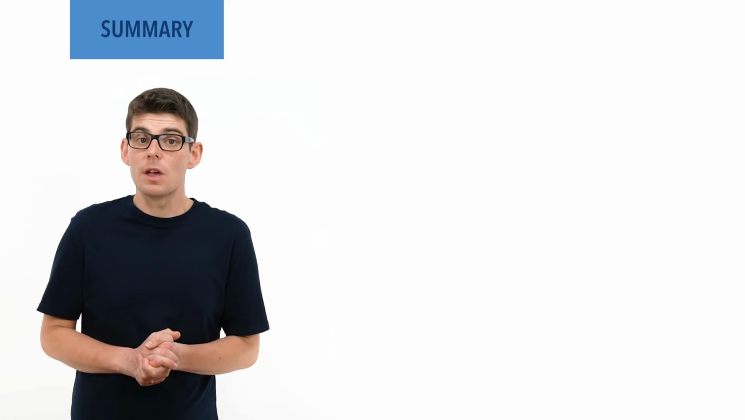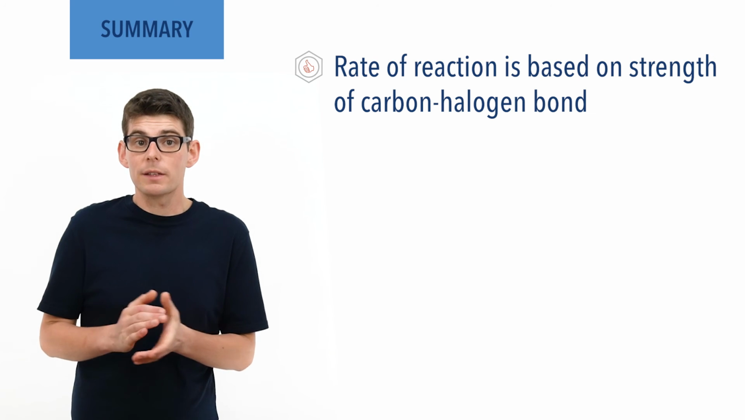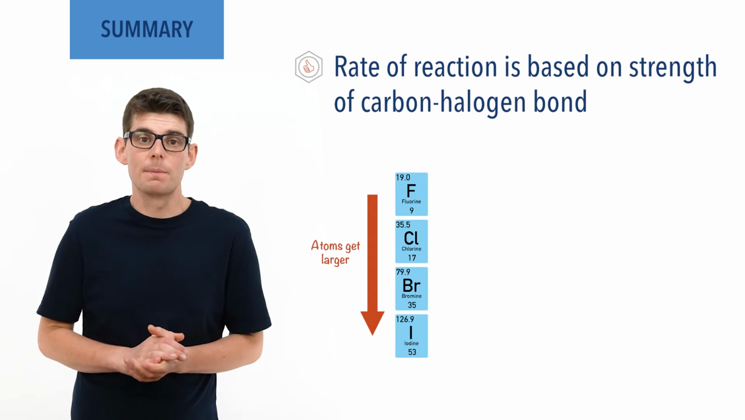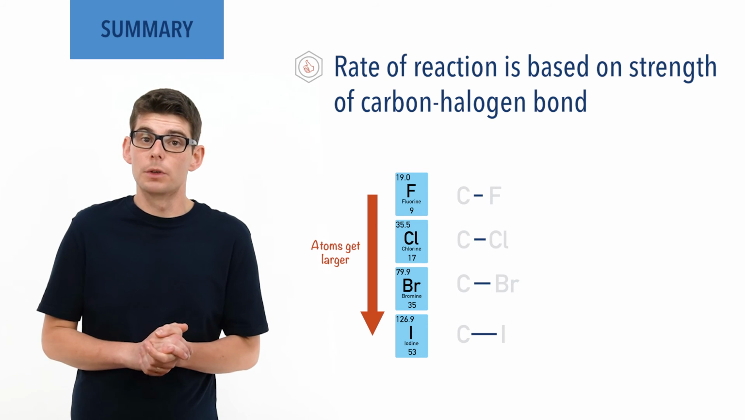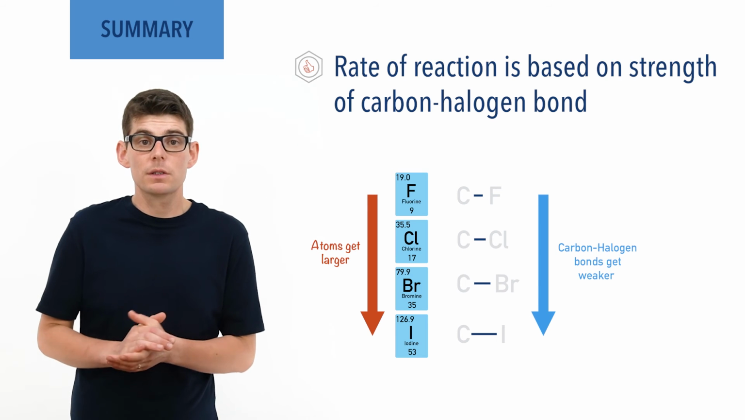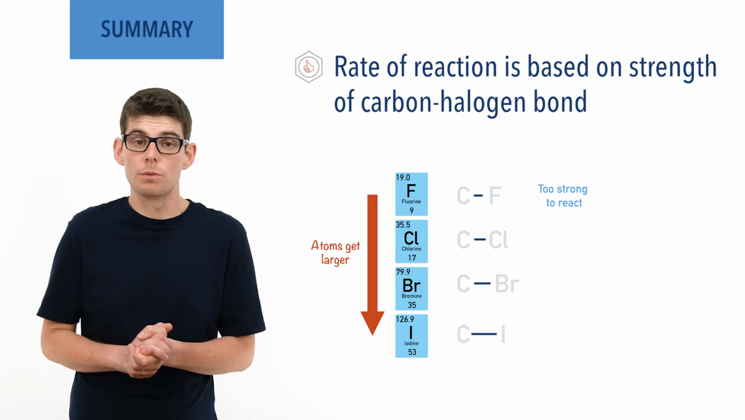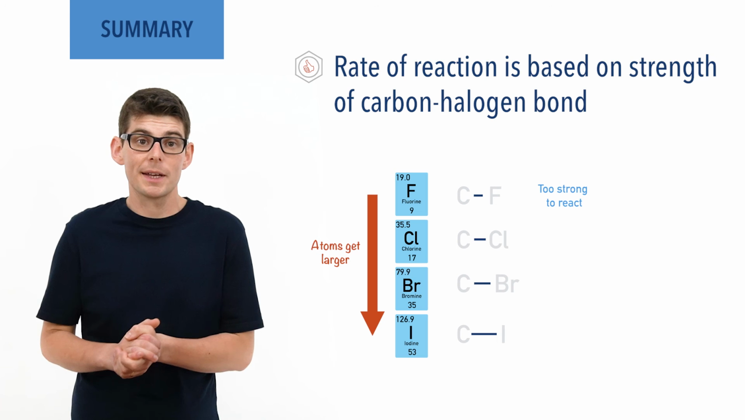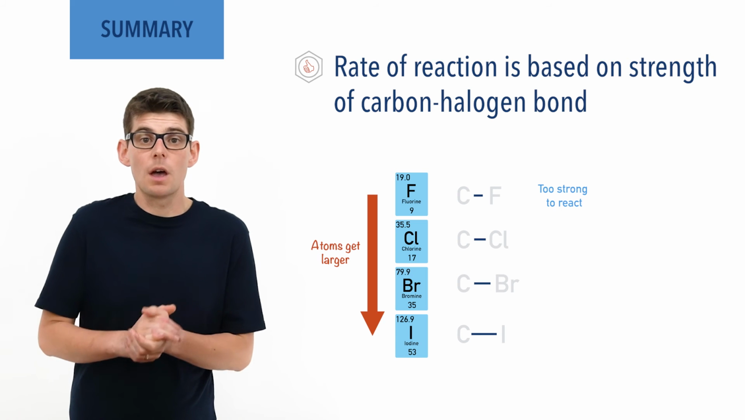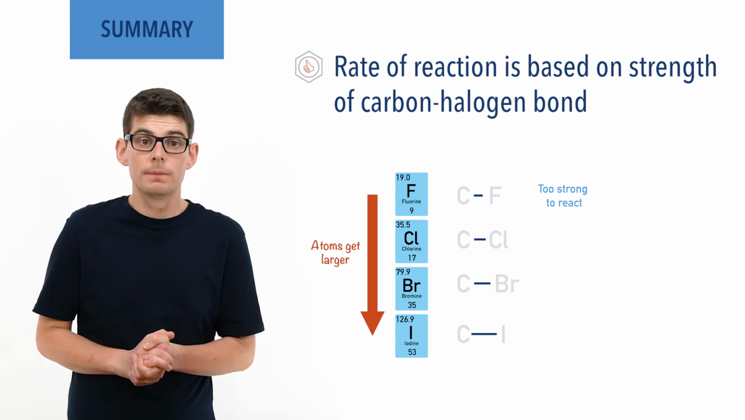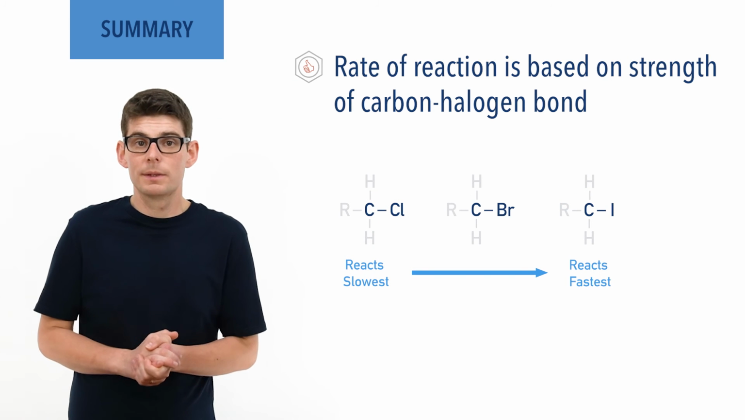The rate of reaction is determined by the strength of the carbon-halogen bond in the halogenoalkane. As halogen atoms get larger as you go down group 7 in the periodic table, the carbon-halogen bond gets longer. This makes the carbon-halogen bond weaker, and as a result, it can react faster. Carbon-fluorine bonds are too strong to break in these nucleophilic substitution reactions, making fluoroalkanes unreactive. Iodine-carbon bonds are weaker than bromine-carbon bonds, and bromine-carbon bonds are weaker than chlorine-carbon bonds. As a result, iodoalkanes react fastest and chloroalkanes slowest.